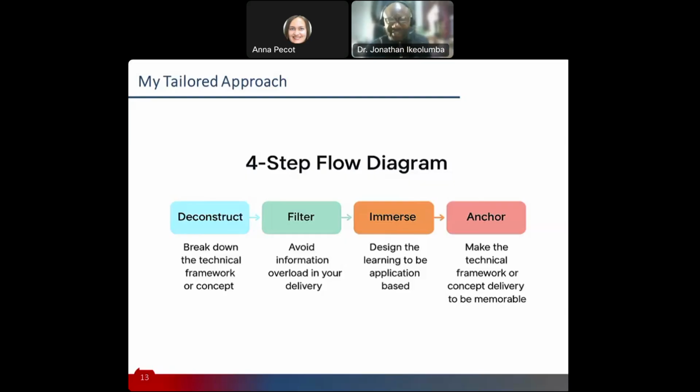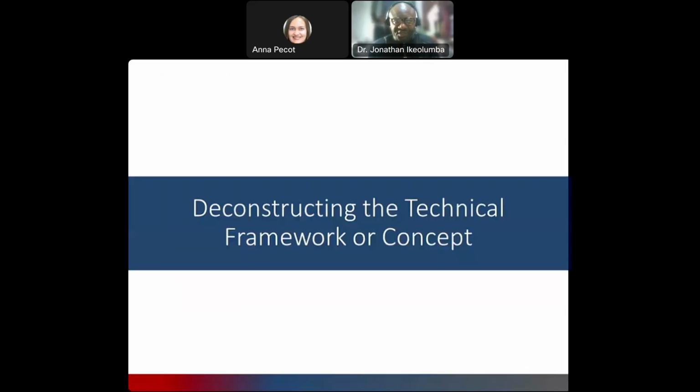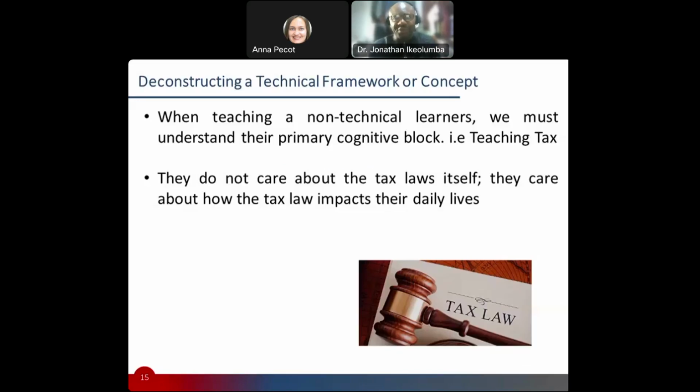Then also immerse the learner. Make sure that your deliveries are application based, action based. And then the final thing is to make sure that it's memorable by reverberating the message, anchoring the message as you go through your session. All right, so let's get to the first part of the framework.